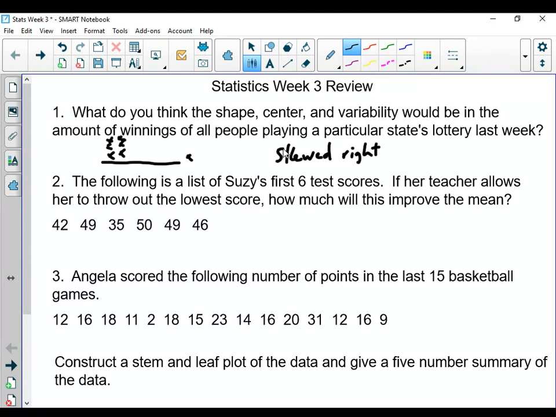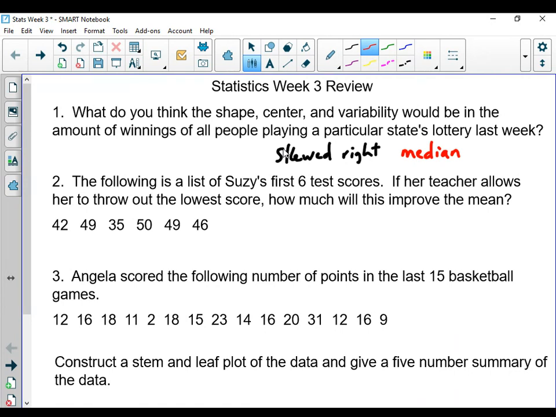So if that's our shape, would I want to use the mean or the median if I'm doing something that's skewed? The mean, remember, can be affected when it gets skewed. So in this one, we actually want to use the median. Anytime we have a skewed set of data, we want to use the median.